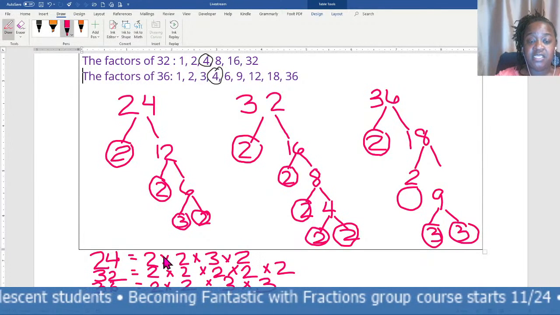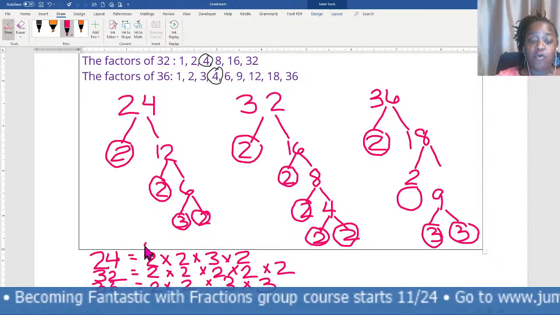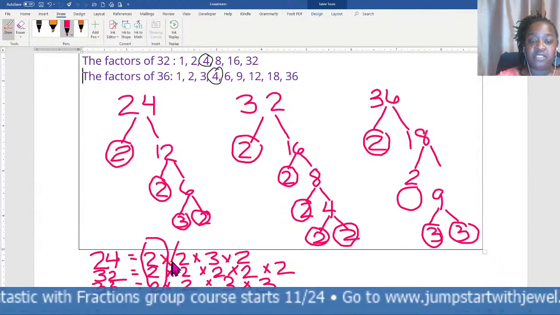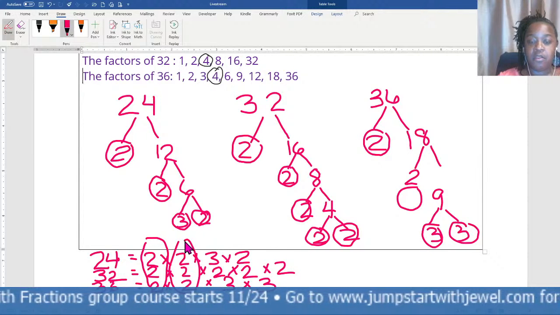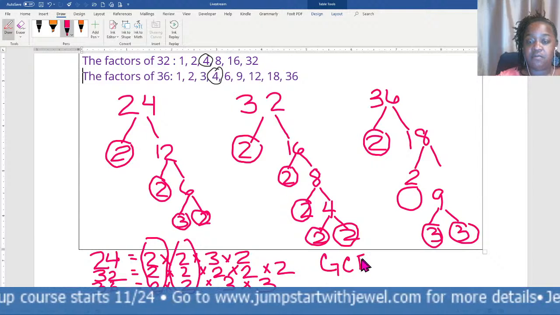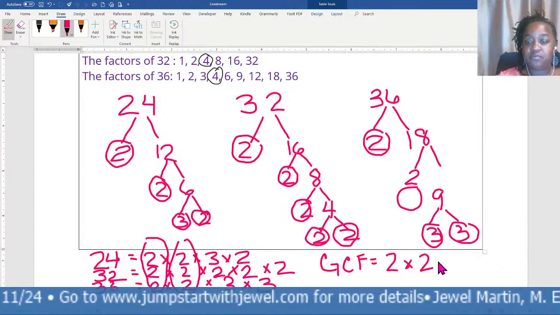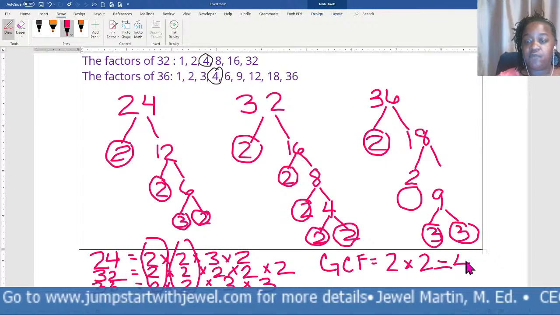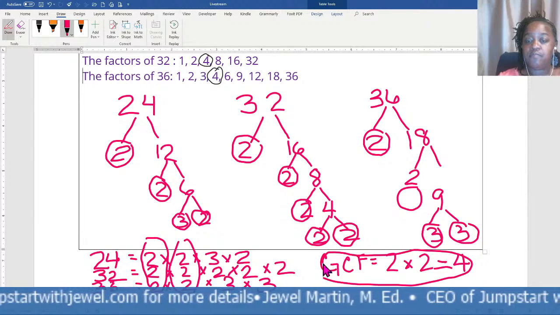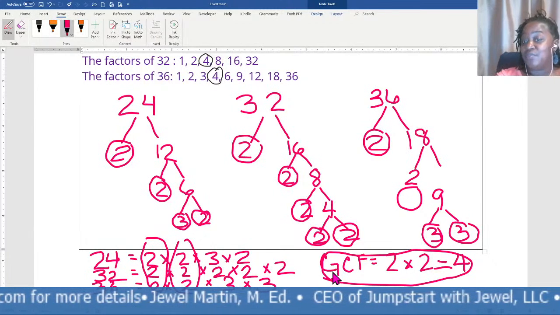So if you look at these, the greatest common factor is going to be the numbers that all three have in common. You see a set of 2's right here that they all have, and another set of 2's that they all have right here. So the GCF, and this is the second way to do it, is going to be 2 times 2, which equals 4. And that is the way that you would find the greatest common factor of 3 numbers.